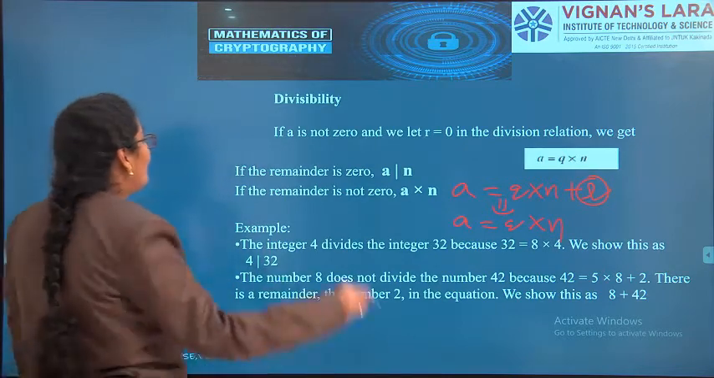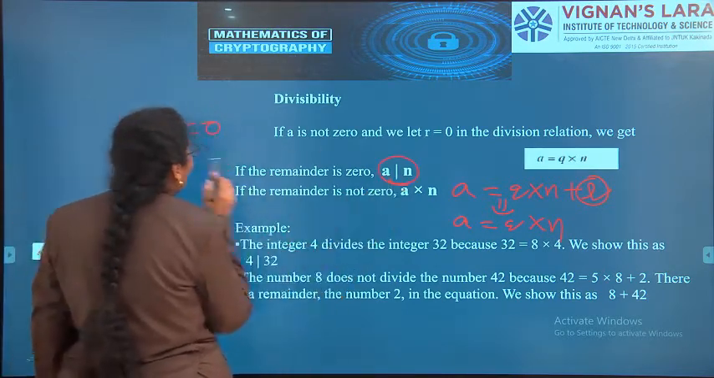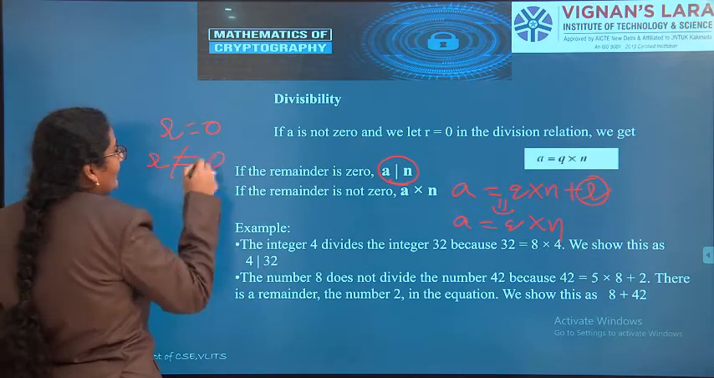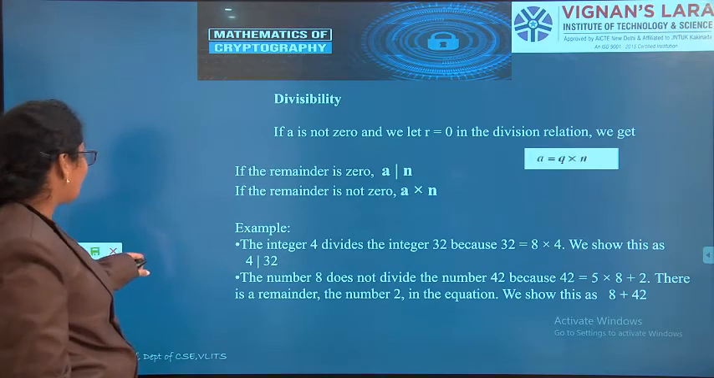Next one, if remainder is 0, if R is 0, we are going to perform A mod N. If R is not equal to 0, we are going to perform A into N. Let us see an example for that.